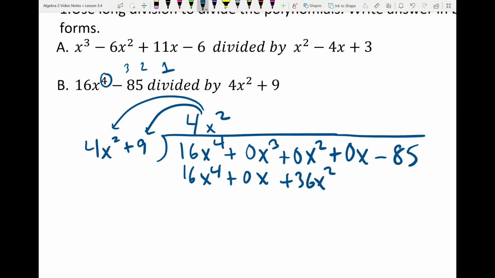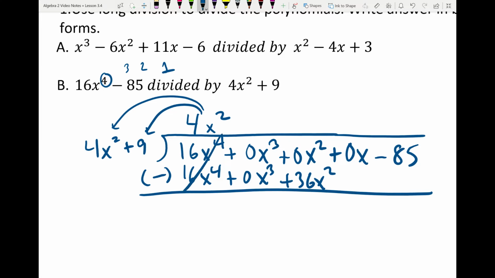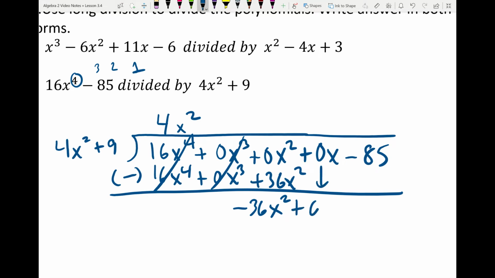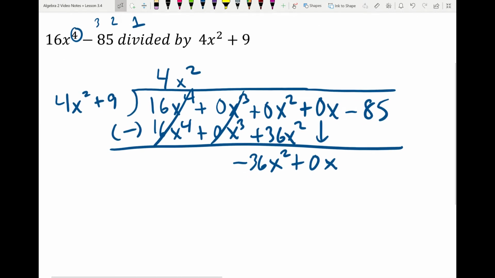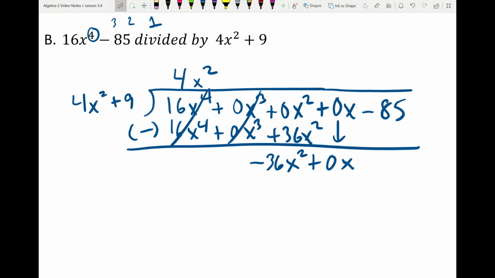So basically we have no x cubed terms, right? So we can just write that there as a placeholder. Then we subtract. So that goes away. There are no x cubed terms, so just ignore that. 0 minus 36x squared is negative 36x squared. All right, so now we have to bring down the 0x just in case we need that. And okay, so now, how many times does 4x squared go into negative 36x squared?